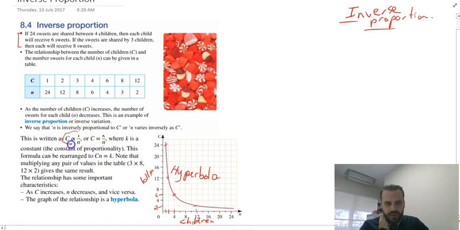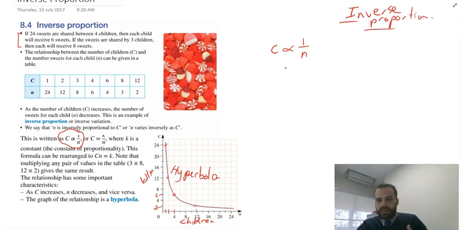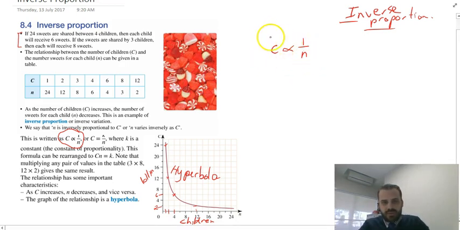Now, if we want to write inverse proportion, we write it like this. C, so you've learnt that is direct proportion too. But when we do 1 over, that's C is inversely proportional to N, or X is inversely proportional to Y, or M is inversely proportional to Q. It doesn't really matter what letters we use, but that's what we tend to use straight away. So that's our inverse proportion.